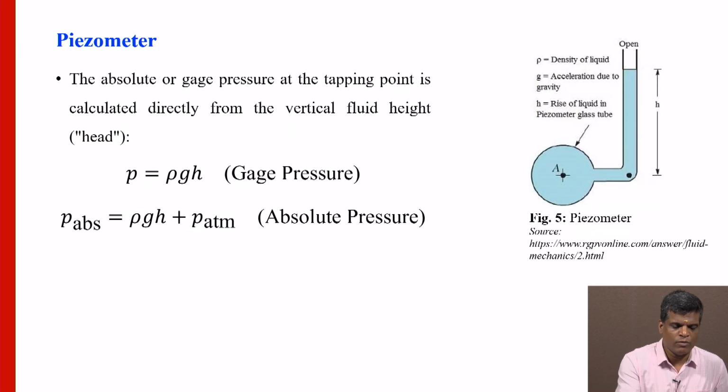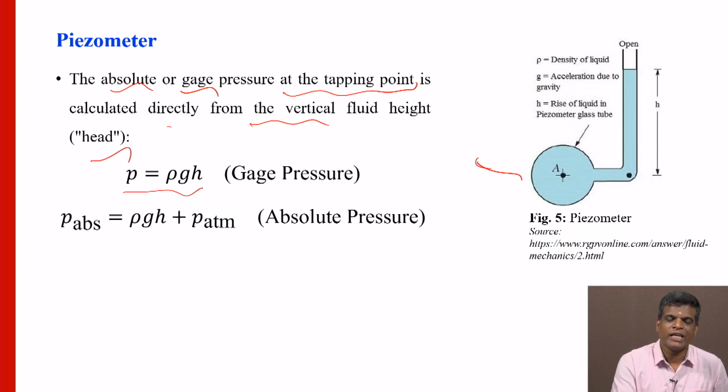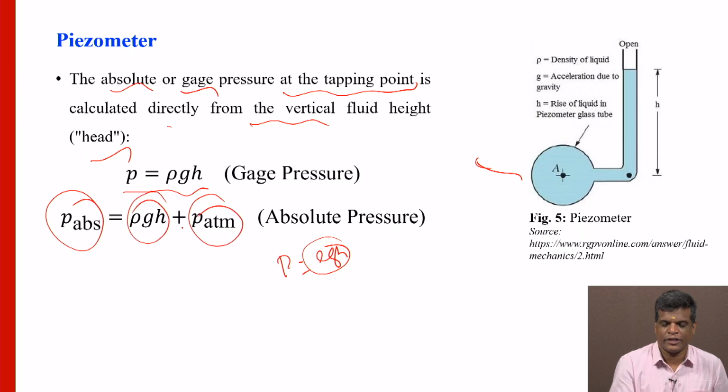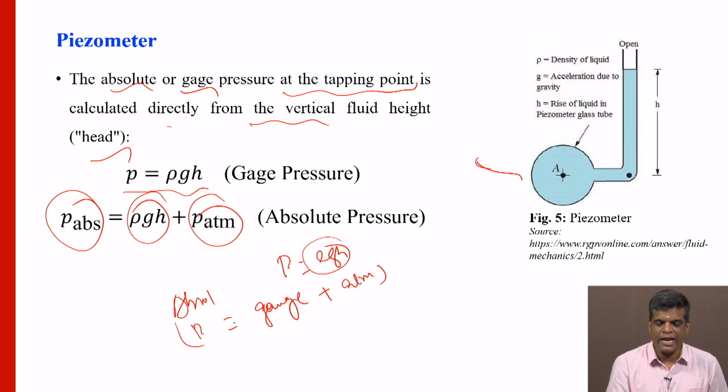If you want to measure the absolute pressure and gauge pressure, the tapping point pressure is calculated directly from the fluid height, the head, in the same figure I have shown here. P equals rho g H is the gauge pressure. But if I want to get the absolute pressure, then add the gauge pressure and the atmospheric pressure. Adding both, we get the absolute pressure.